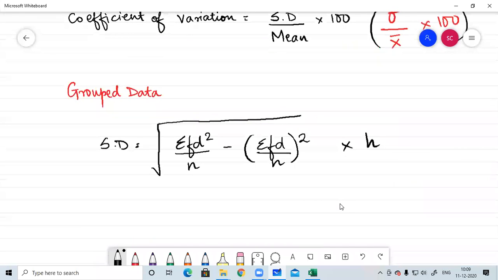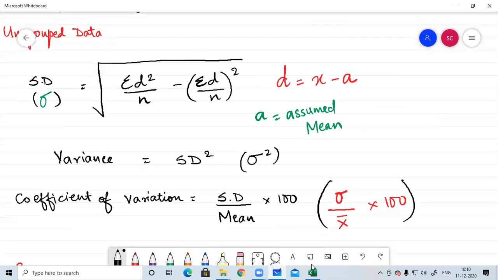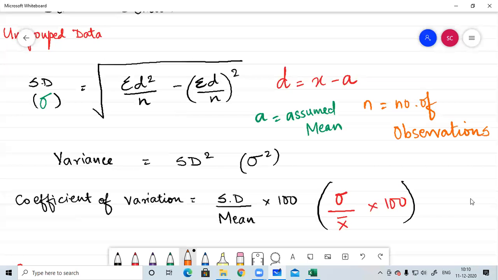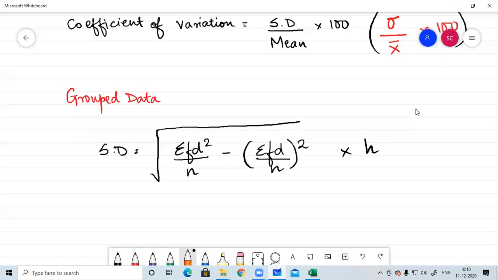Now we have grouped data. So the grouped data formula says sigma FD square upon N. N I forgot to discuss, but we have already discussed it many times. What does N in these sums mean? Number of observations. Excellent. So when it comes to measures of central tendency, remember it is always number of observations. Now, for grouped data, we have sigma FD square upon N minus sigma FD upon N the whole square into H. What does H stand for?